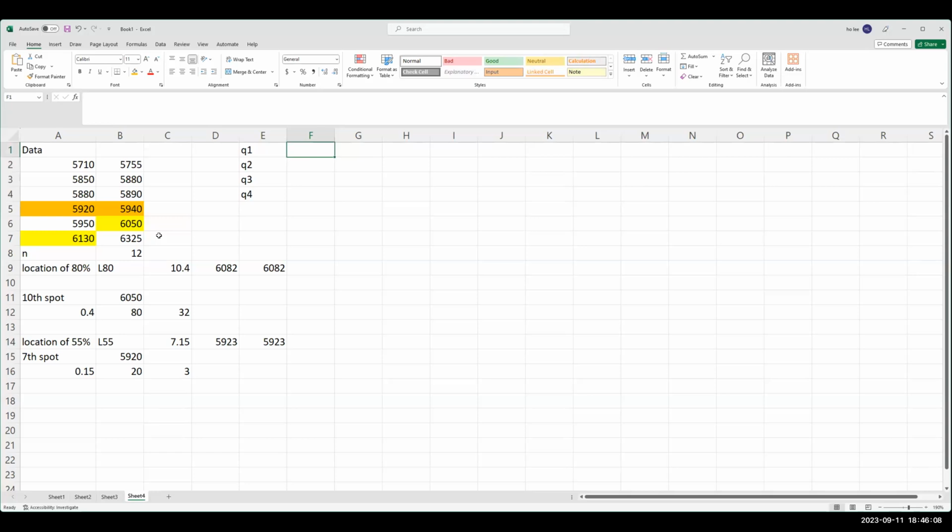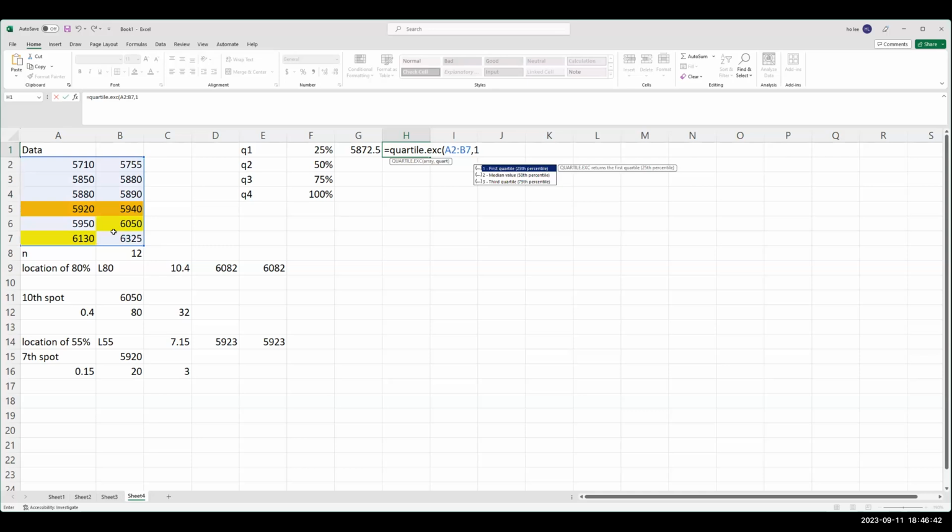Okay, now let's do Q1, Q2, Q3, Q4. This is the 25th percentile. This is the 50th percentile. This is the 75th percentile. And this is the 100th. I rarely do this one, so I don't know if this one will work. Let's try it. One way of doing it is equals percentile, put in the data, comma, 25%. Another way is quartile.exc. Put in the data, comma, 1 for the first quartile. Same number. Oh, why is it the same number?